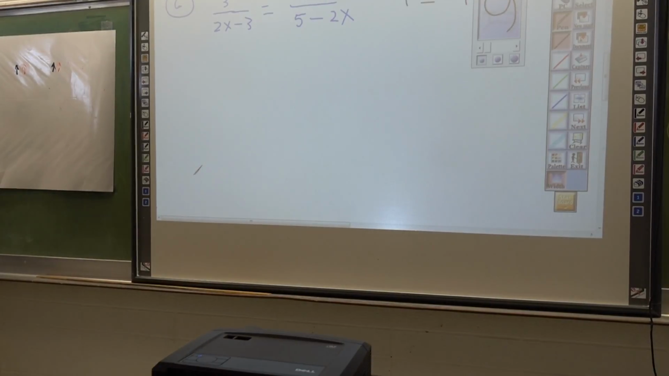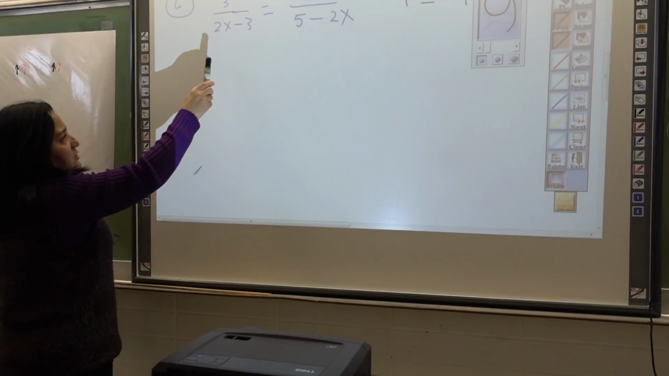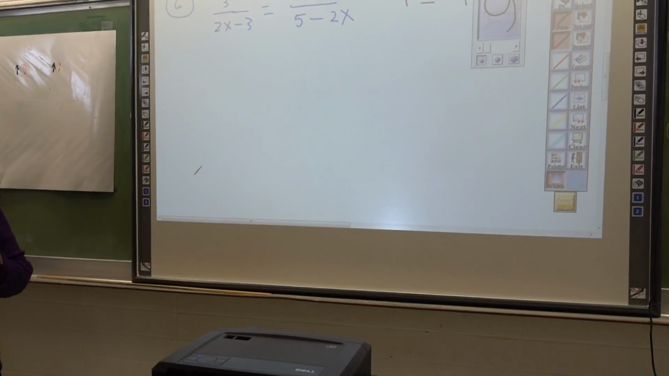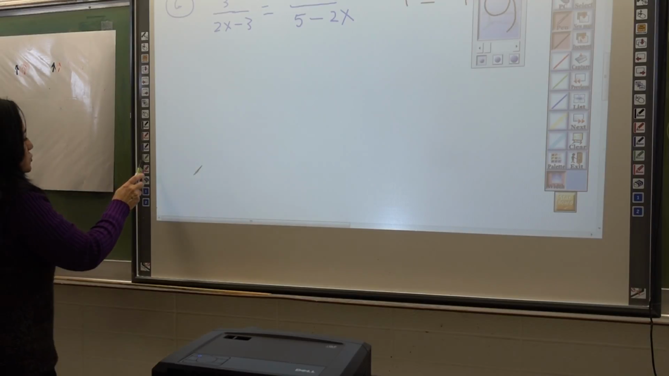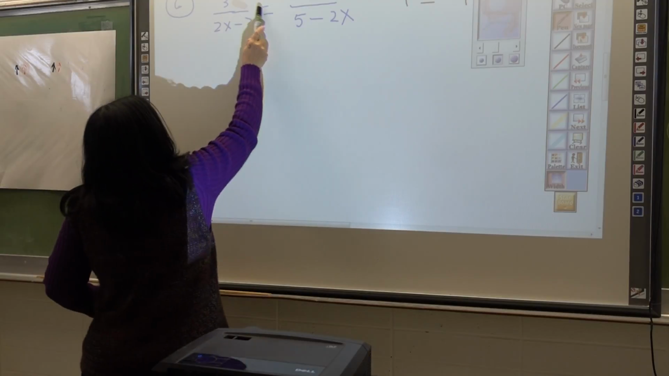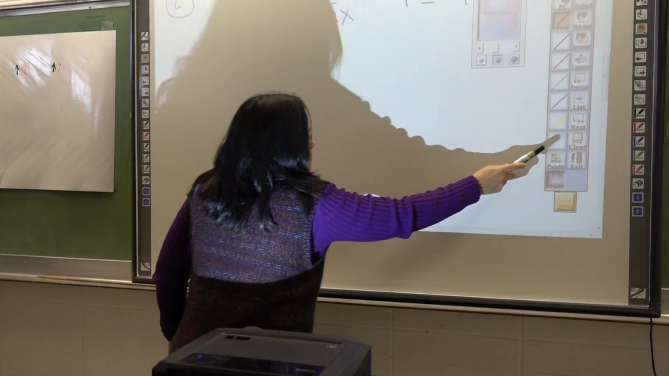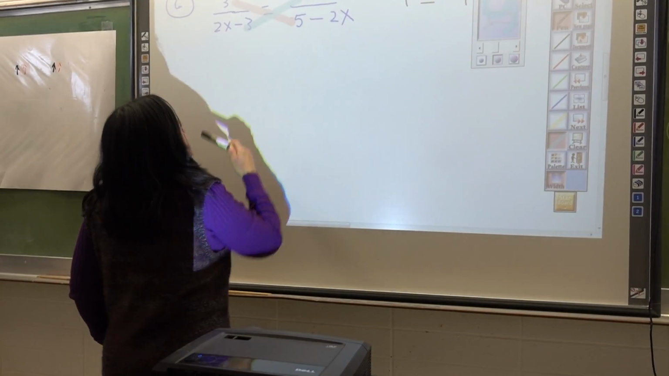Number 6, we have a fraction equal to another fraction. And I told you, when you have one single fraction on one side of the equal sign and another single fraction on the other side of the equal sign, you can cross multiply. Then we're going to do this. This times this is equal to this and this.